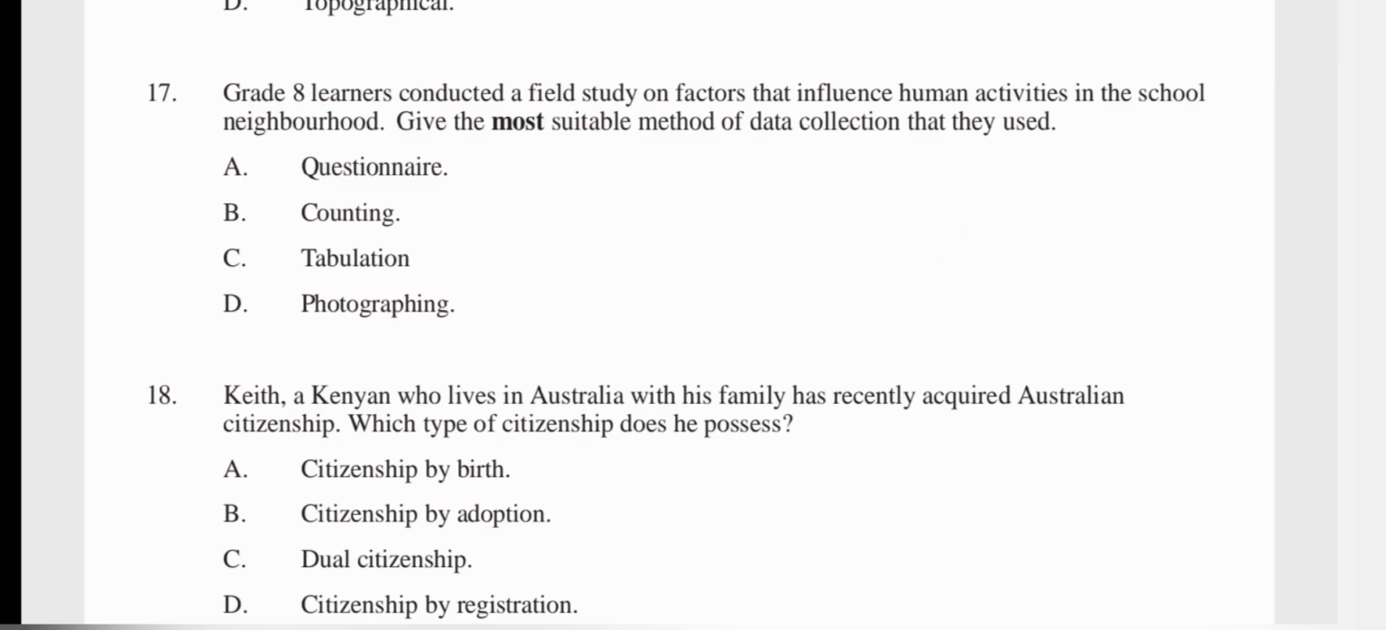Number 17. Grade 8 learners conducted a field study on factors that influence human activities in the school neighborhood. Give the most suitable method of data collection that they used. Questionnaire, counting, tabulation, photographing.